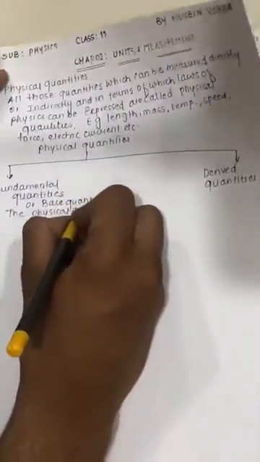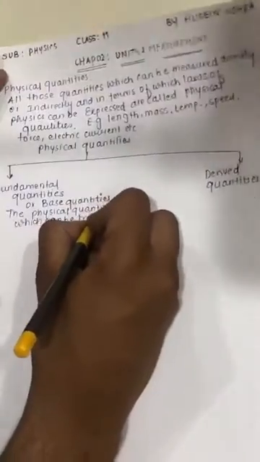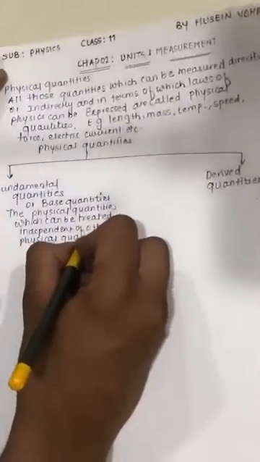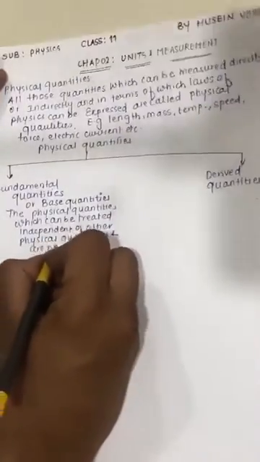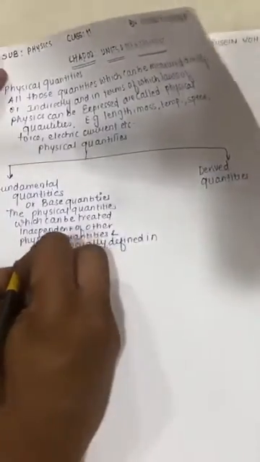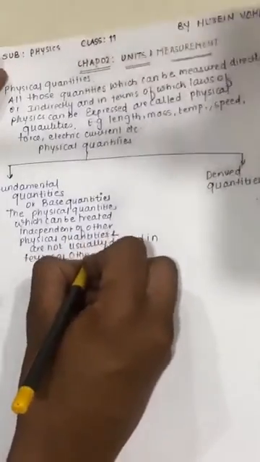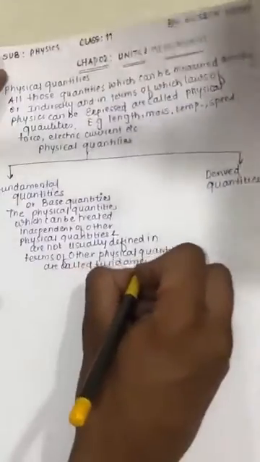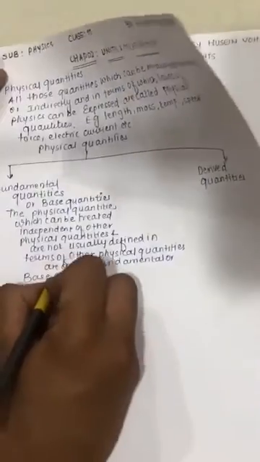The physical quantities which can be treated as independent of other physical quantities, and are not usually defined in terms of other physical quantities, are called fundamental or base quantities. Hope it is clear to all.